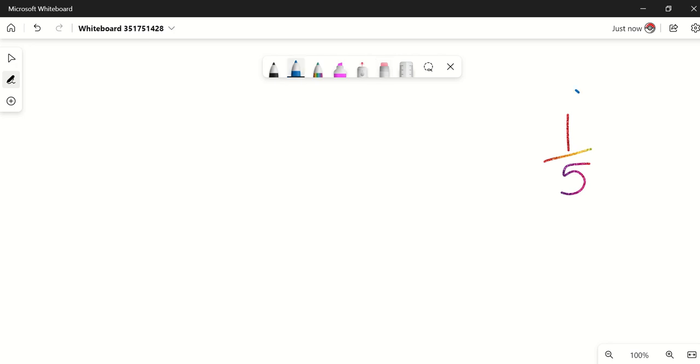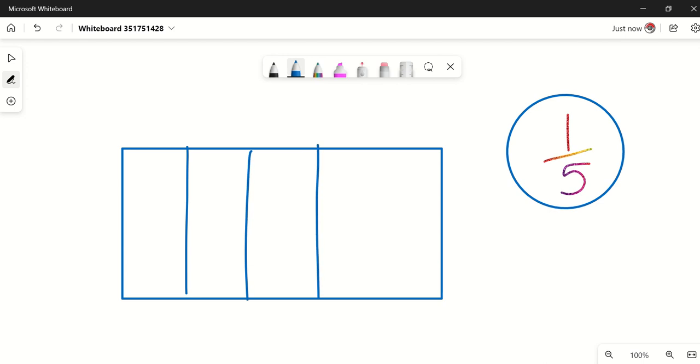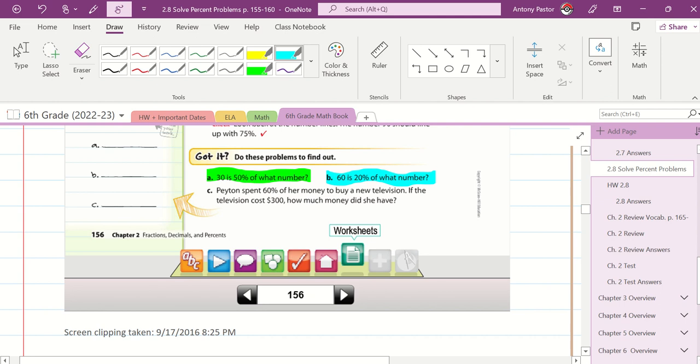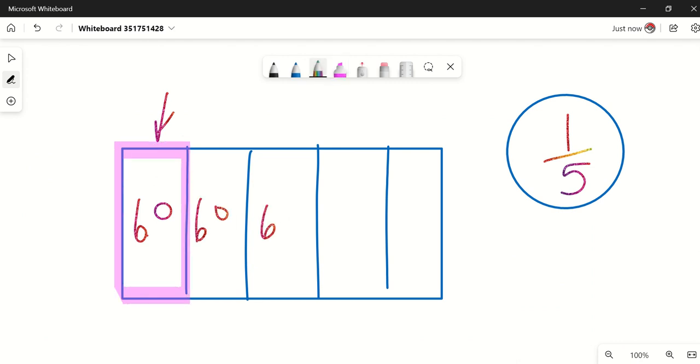20% is 1/5. So if I were to take this whole and divide it into 5 equal pieces, 1, 2, 3, 4, 5, one of these is made up of 20, according to this. So let's try this again. This 1/5 is 60. This will also be 60, this will also be 60, this will also be 60, and this will also be 60. This is my whole.